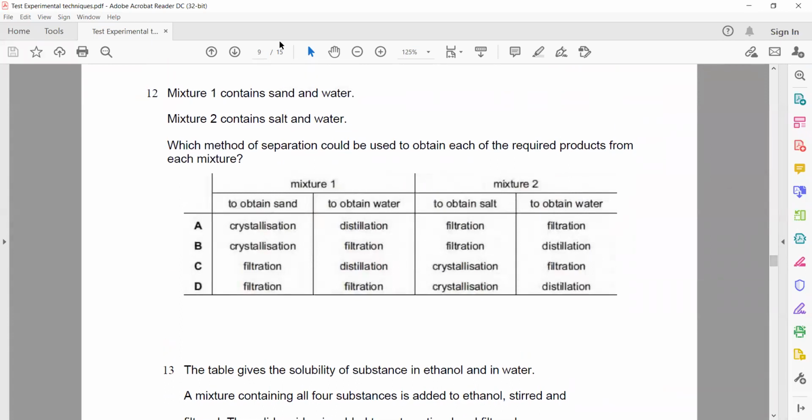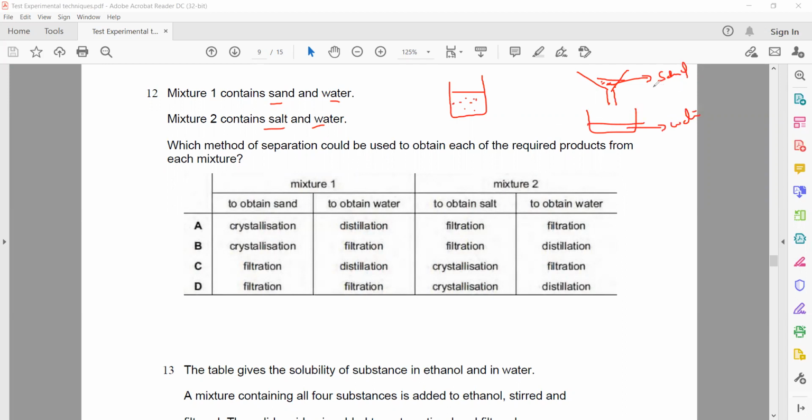Mixture 1 contains sand and water. Mixture 2 contains salt and water. Which method of separation could be used to obtain each of the required products? If we have sand and water, because the sand does not dissolve in water, if we filter, the sand will be left on the filter paper and water will pass through the filter funnel.